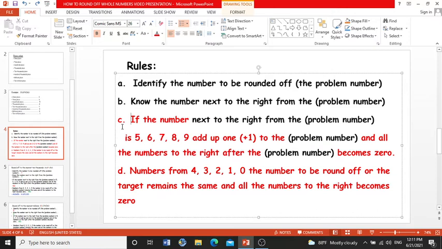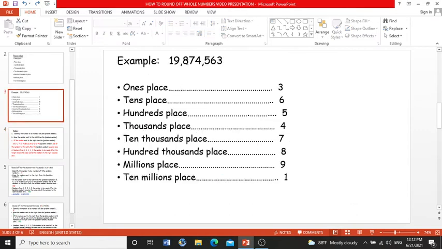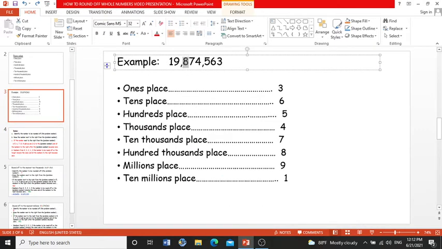If the number next to the right from the problem number is 5, 6, 7, 8, 9, again, if the number next to the right, remember? Okay, I erased it earlier. Anyway, let's go back, use this one. So if this is, just now, 100,000, what is the next number here? It is 7. So not 4, it's only number 7, because next to the right.